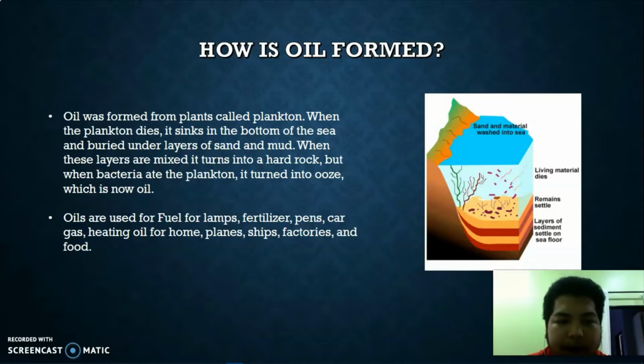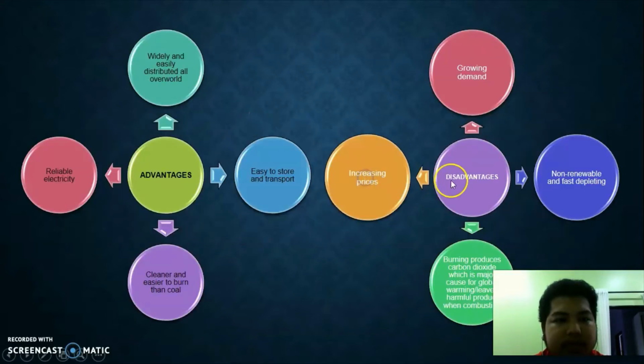Okay. Oil is used for fuel, for lamps, fertilizer, fans, car gas, heating oil for homes, planes, ships, factories, and food. This is the advantages and disadvantages of oil.